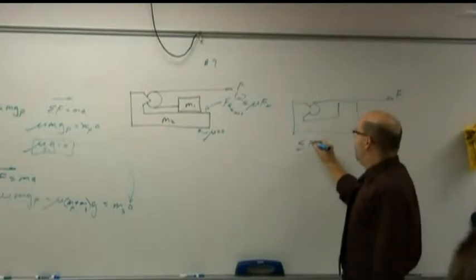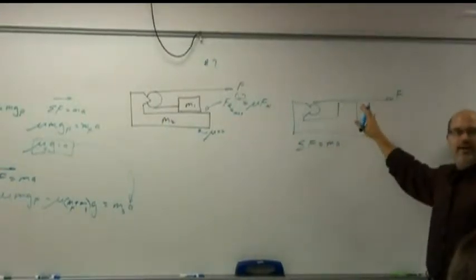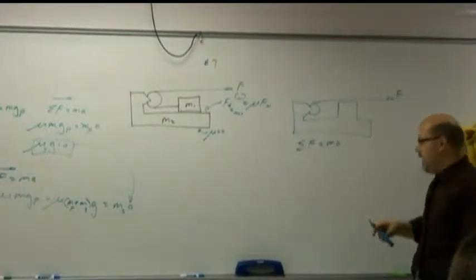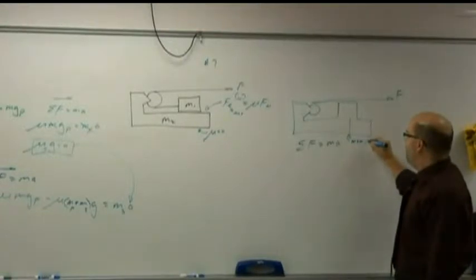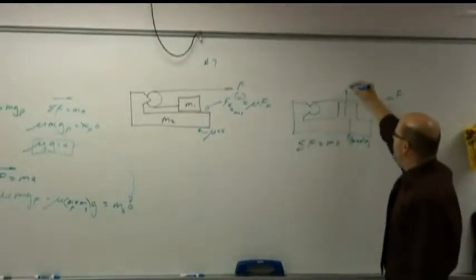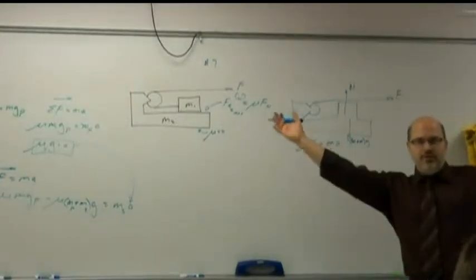The sum of the forces equals MA. How many forces do I have acting on this thing right here? What does the free body diagram look like? There's M plus mg, there's a normal force. What else do we got? Force, you already got it labeled. Ta-da! That's it.